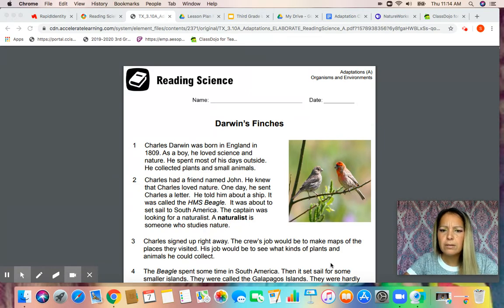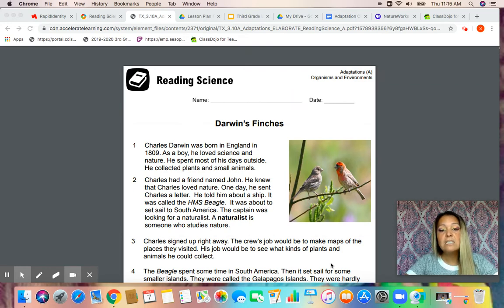He told him about a ship. It was called the HMS Beagle. It was about to set sail to South America. The captain was looking for a naturalist. A naturalist is someone who studies nature. Charles signed up right away. The crew's job would be to make maps for the places they visited. His job would be to see what kinds of plants and animals he could collect.